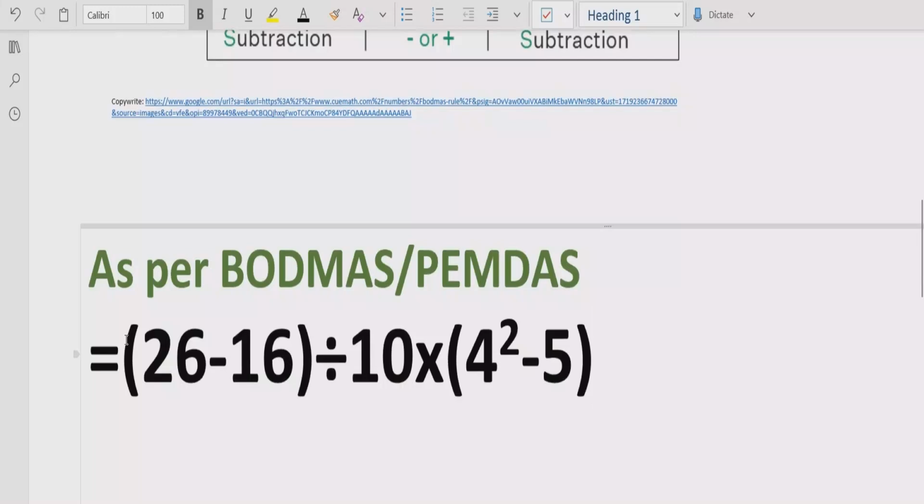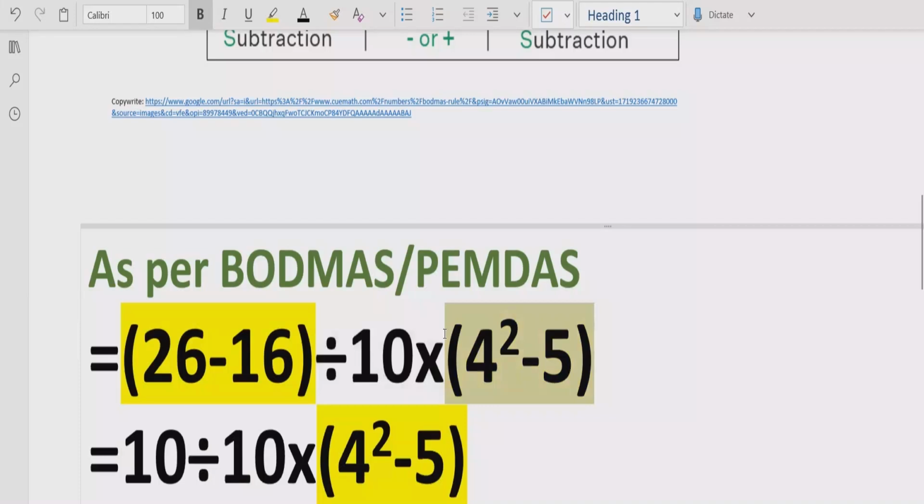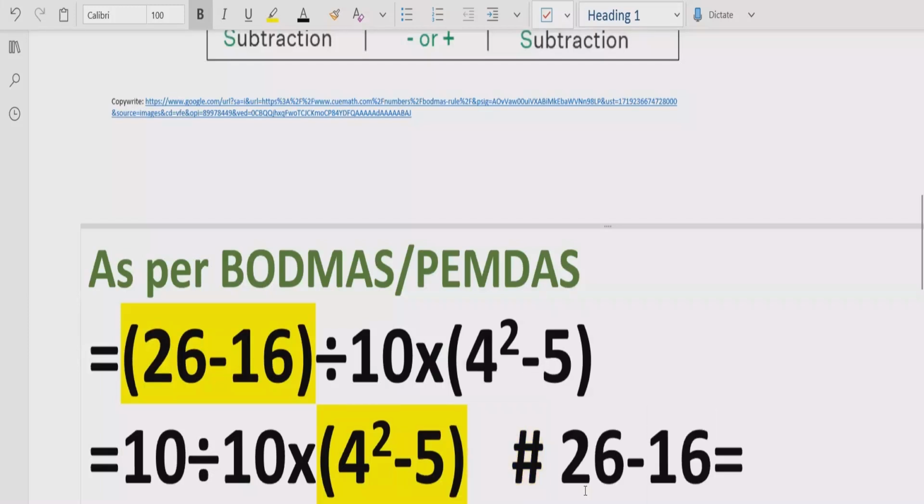As you can see, we have 3 brackets here. According to the BODMAS and PEMDAS rule, first of all, you have to solve the brackets. So we will solve each bracket one by one. This is the first bracket, which is 26 minus 16. So this will be equal to 10. Divided by this, we will write as it is. And here I will clear this one. Now we have another, and here we will give the reference 26 minus 16 equals 10.